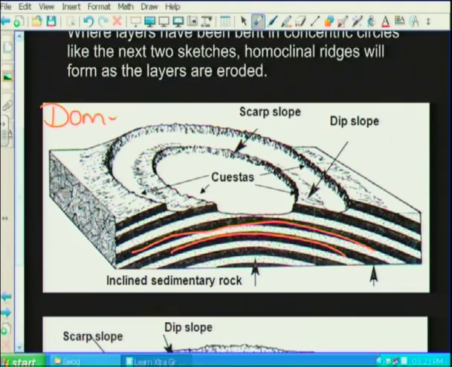Now, the dome is quite important because what the examiners like to do is they tend to relate the different types of drainage patterns to these inclined strata. And the drainage pattern that is commonly found on a dome, which you studied under drainage patterns, would be the radial drainage pattern. So please remember that you have to relate your fluvial geomorphology to your structural geomorphology.